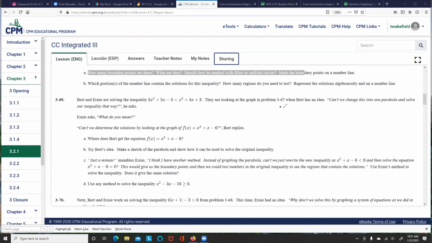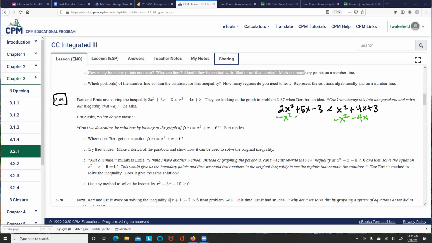So let's write the problem down. This is problem 69, so please write 69. 2x squared plus 5x minus 3 is less than x squared plus 4x plus 3. Can we subtract everything? Can we subtract x squared over here and bring it over here? Can someone unmute themselves and say, yes, we can do that? Yes, we could do that. Oh, thank you, Mateo. I was just wondering if you guys are still awake.